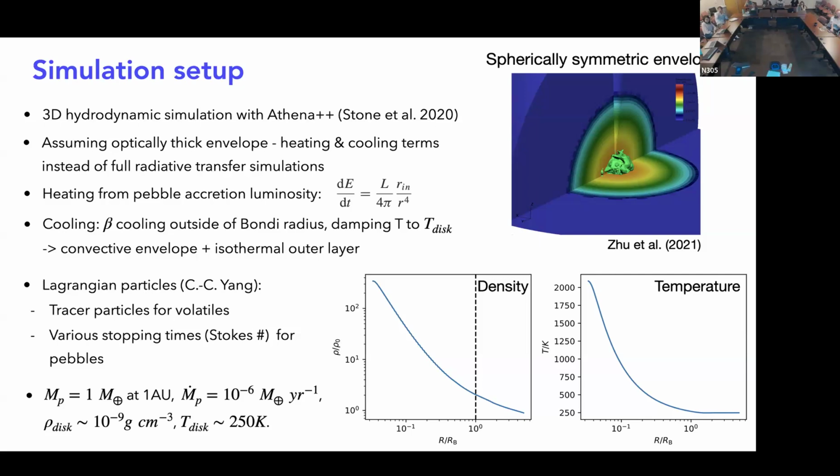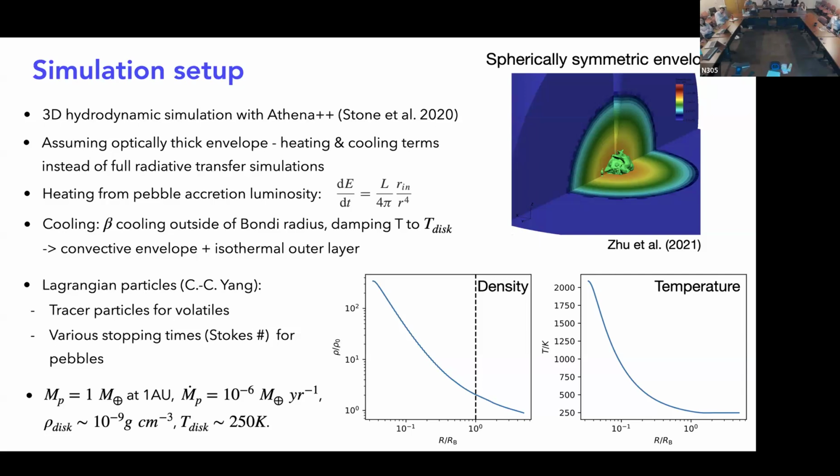What is driving the convection, I guess? Is it the large luminosity due to the accretion? Yes. Actually, I skipped this slide. It's basically following their recipe where there's heating and cooling. The heating is basically caused by the pebble accretion luminosity, and I assume the total luminosity and distribute it as a function of radius in the envelope. This part is the same as John's simulation.